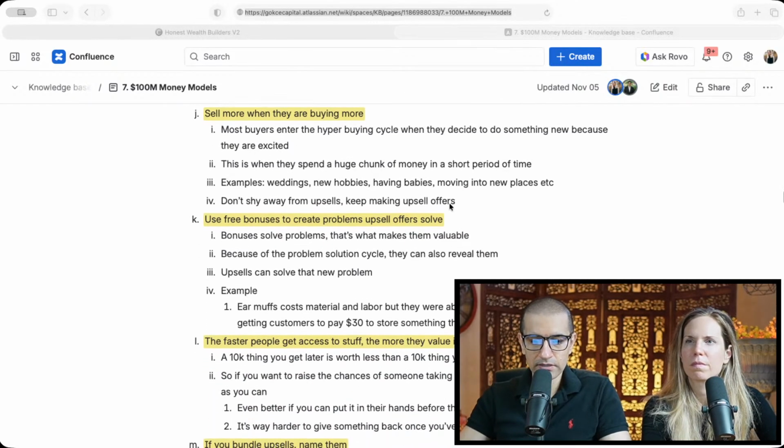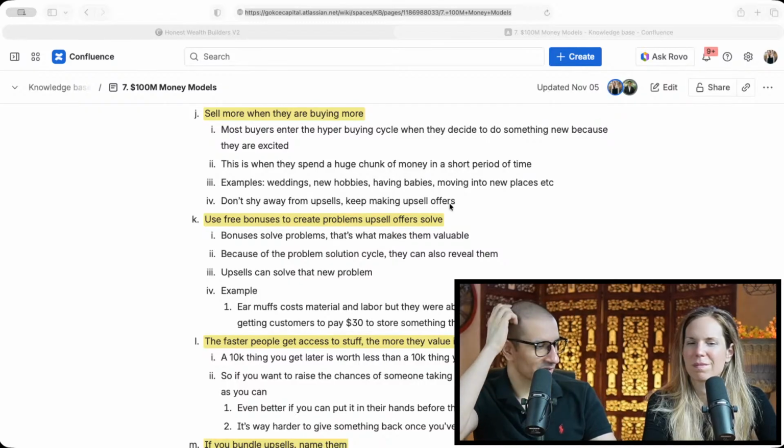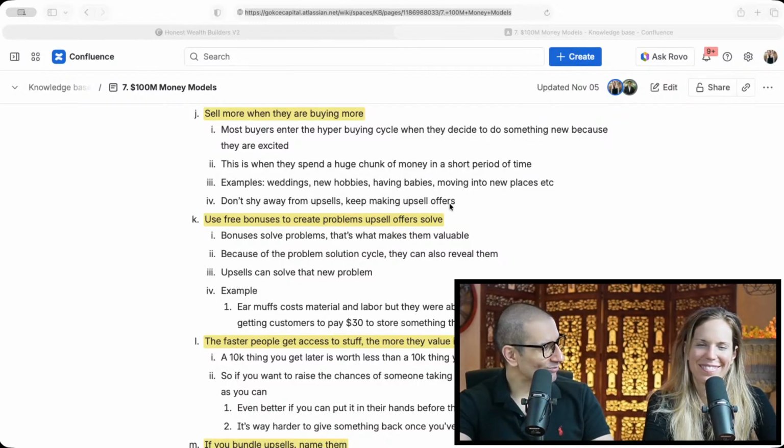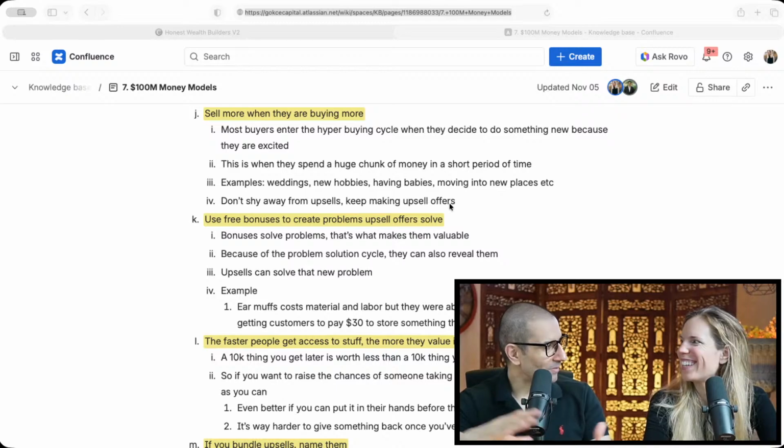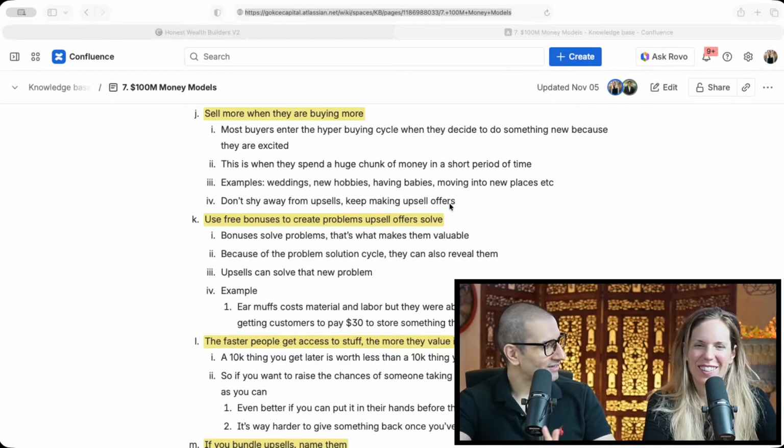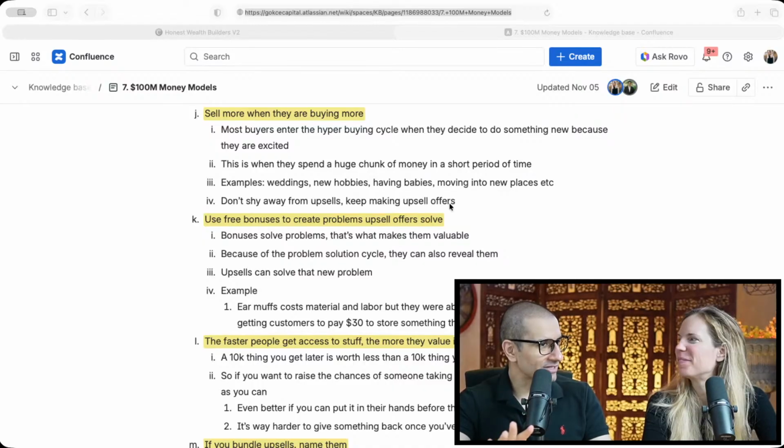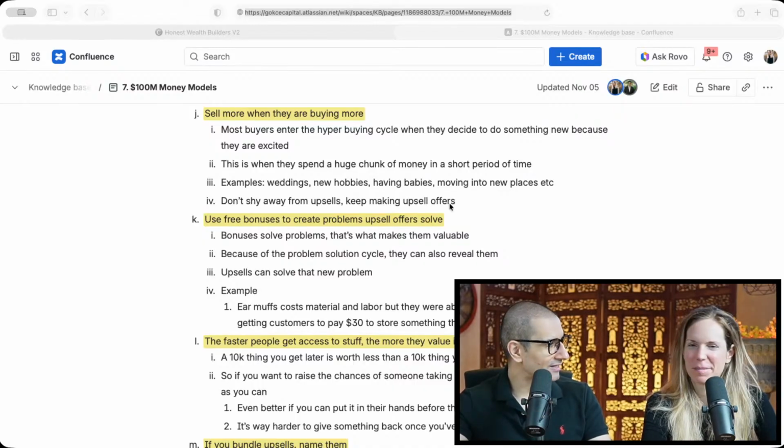All right. Sell more when they're buying more. Most buyers enter the hyper buying cycle when they decide to do something new because they're excited. Like, usually I do that. When I'm building a studio, I'm going to be like, oh, I want this light, I want this, I want this. And then I say, it's getting too cluttered. So I buy all of this and then I'm like, all right, I have everything. And then I'm never buying anything else ever again.